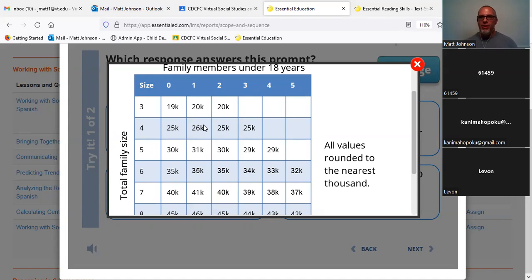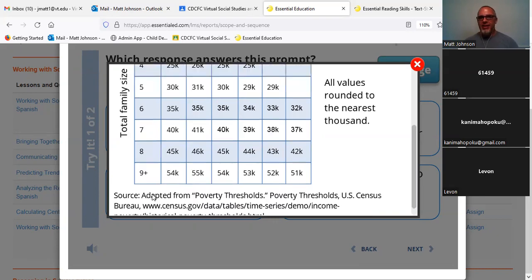Why would it be easier? Why would you need less money if you have 5 kids in your house and you're the single parent? It doesn't make sense to me. But anyway, for whatever reason, that's how the Census Bureau calculates it. So the poverty threshold here, that's sort of my tangent for the day. It just doesn't make great sense to me.